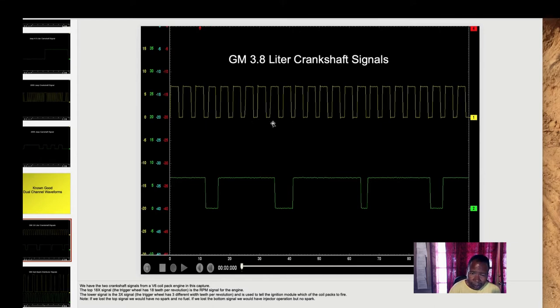If I lose this top 18X signal, remember these are known good waveforms, I lose fuel injection and spark. If I lose the 3X signal that identifies the coil, I will still have an injector signal, but no spark, because this controls which coil to fire. If I lose the 18X signal, I will have no spark and no fuel. Let's go to the next one.